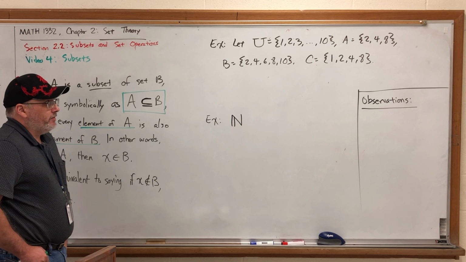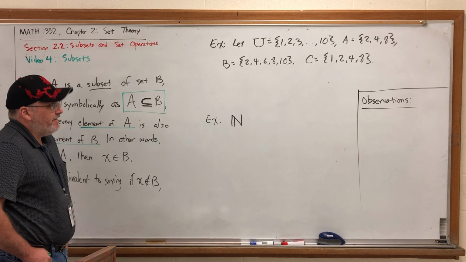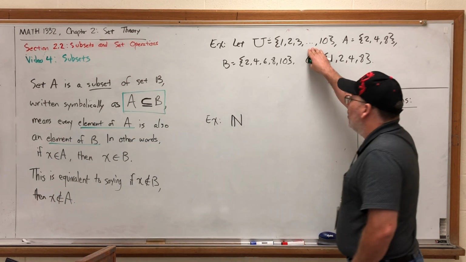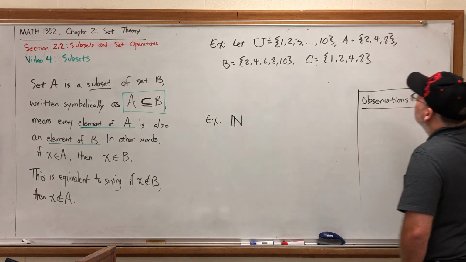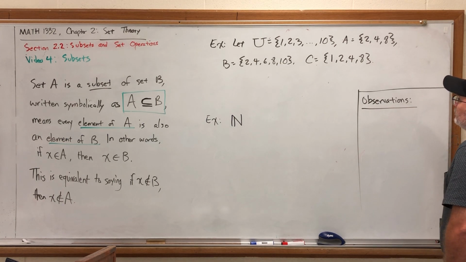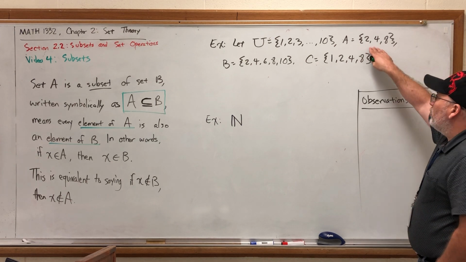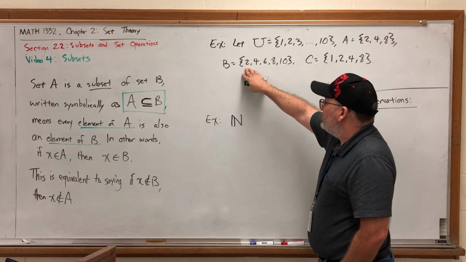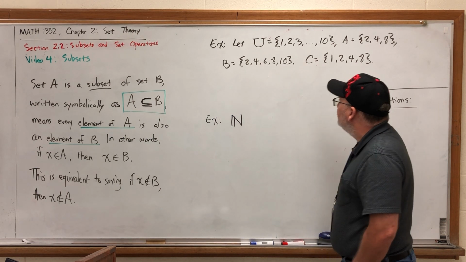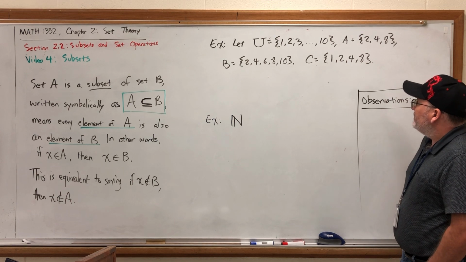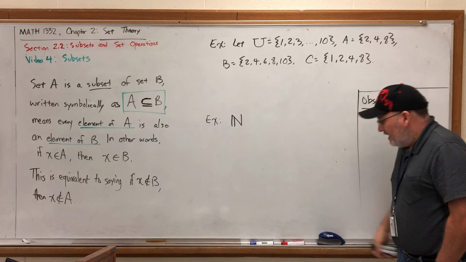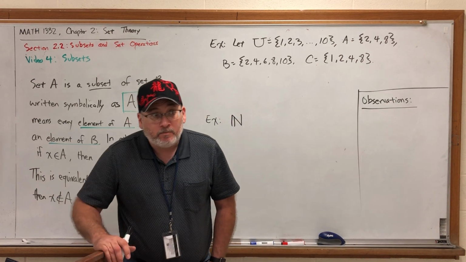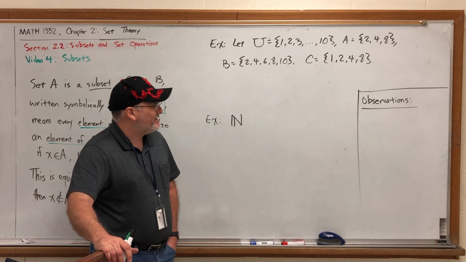In the meanwhile, we're going to take a look at a few examples and then make some observations. For our first example, let's take a universal set containing the whole numbers from 1 through 10. Set A will consist simply of the numbers 2, 4, and 8. Set B consists of the numbers 2, 4, 6, 8, and 10. And set C consists of the numbers 1, 2, 4, and 8. And my question is, which sets are subsets of other sets? Or which sets are contained inside of a larger set.